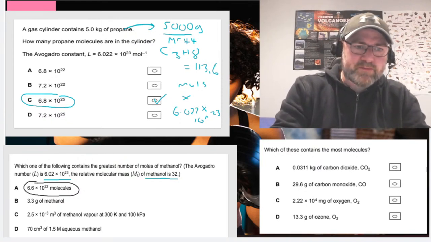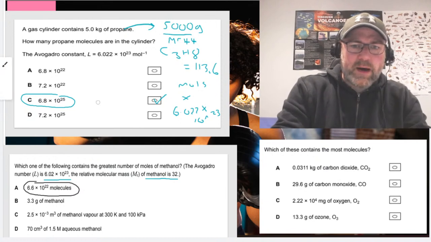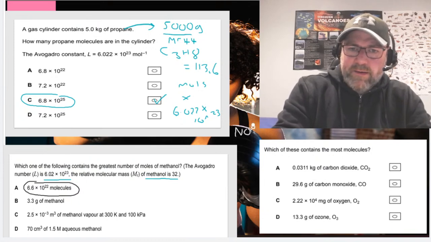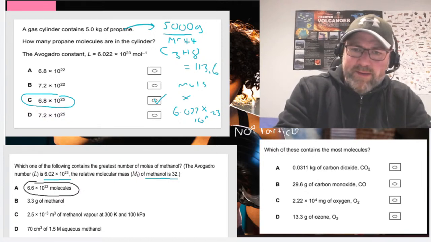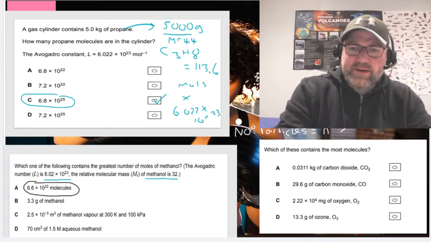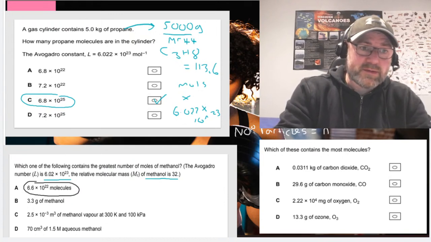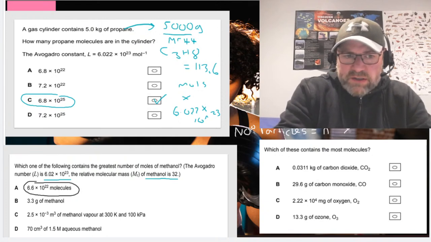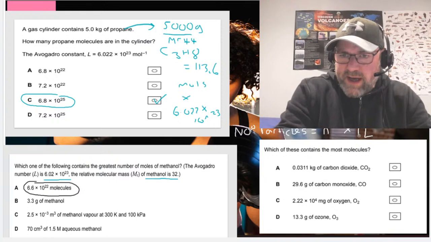Remember our little equation that we talked about earlier, which I haven't written up here. Our equation was number of particles equals moles times Avogadro's constant. They've just used the symbol L for Avogadro's constant, so I'm using that in mine.